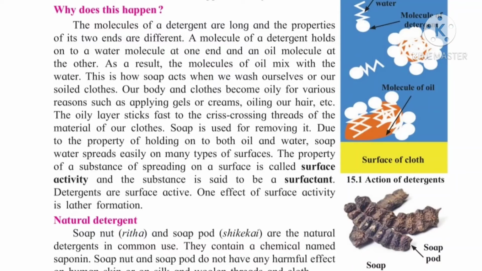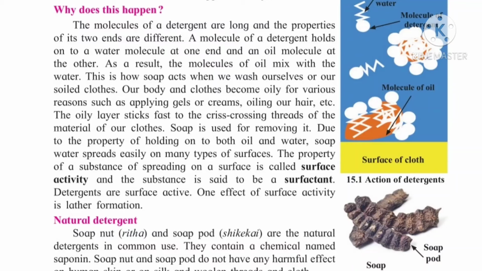Due to the property of holding on to both oil and water, soap water spreads easily on many types of surfaces. The property of a substance of spreading on a surface is called surface activity, and the substance is said to be a surfactant. The detergents are surface active. One effect of surface activity is lather formation. As we know, if we use detergent or soap, there is formation of lather, foam formation. So that is one effect of surface activity.